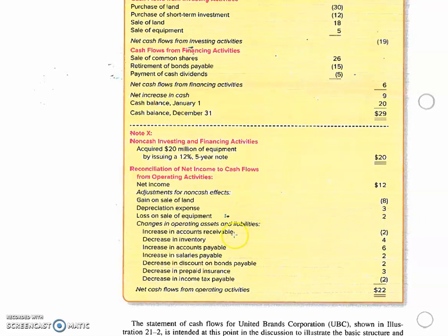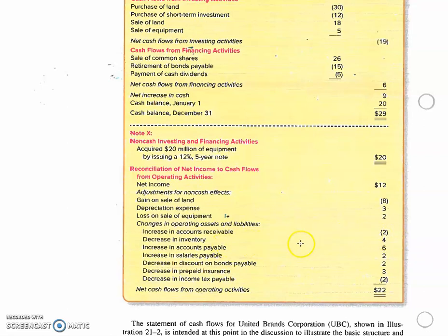We come down here and see there was an increase in accounts receivable. Now, what does that mean? That means that there was more in sales than there was cash received from customers. So we included sales, net sales, in net income. So we have to remove that increase in receivables from net income to get to the net cash received from customers.